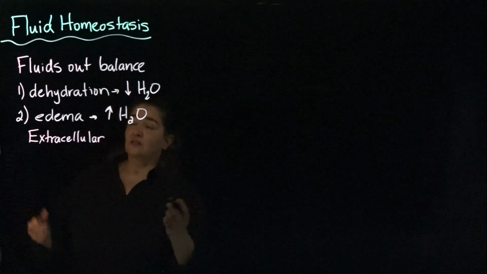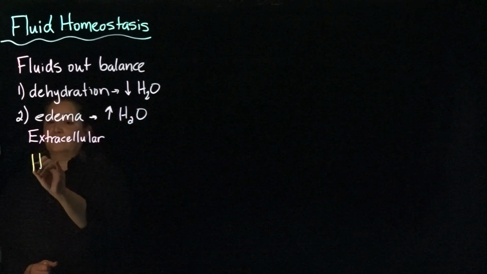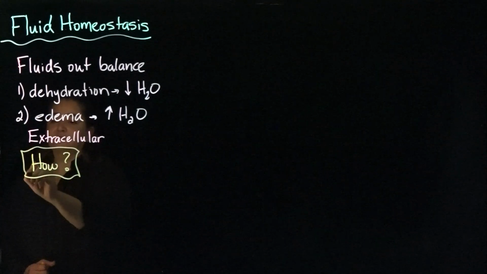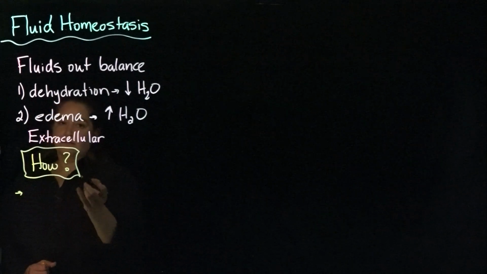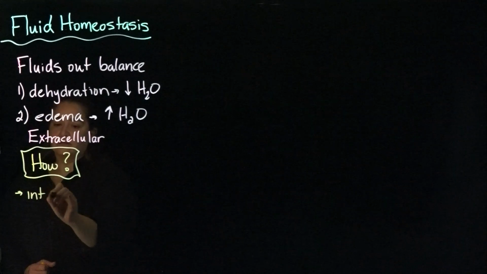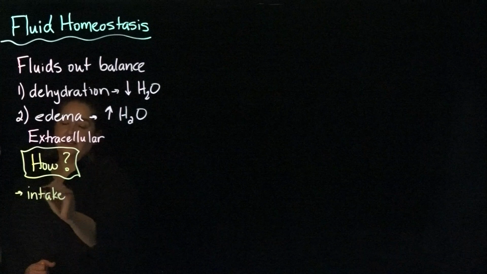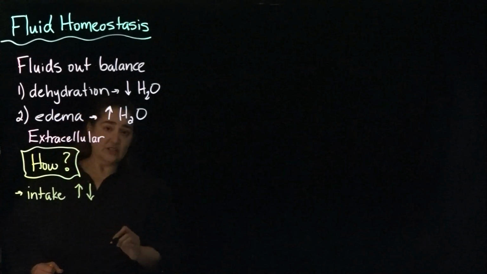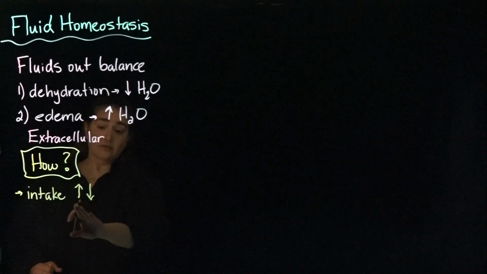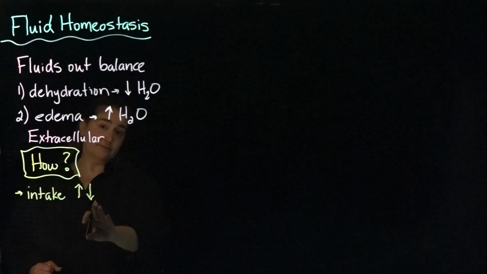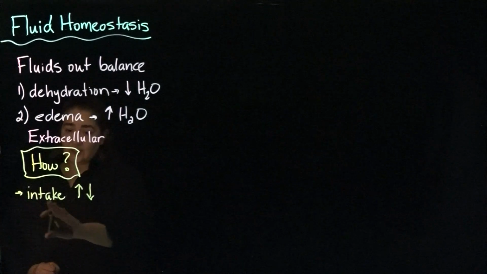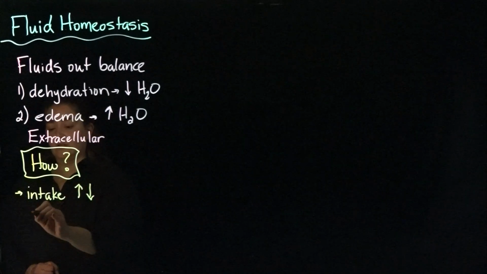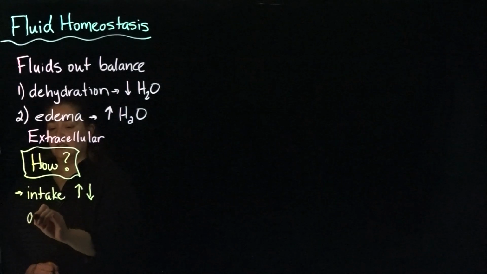Okay? So how does this happen? How do things get out of balance? Well, the one obvious one can be related to intake from the individual. Either the person has drank too much water or they aren't drinking enough. So intake can be part of this process of fluid balance within the body and fluid homeostasis.